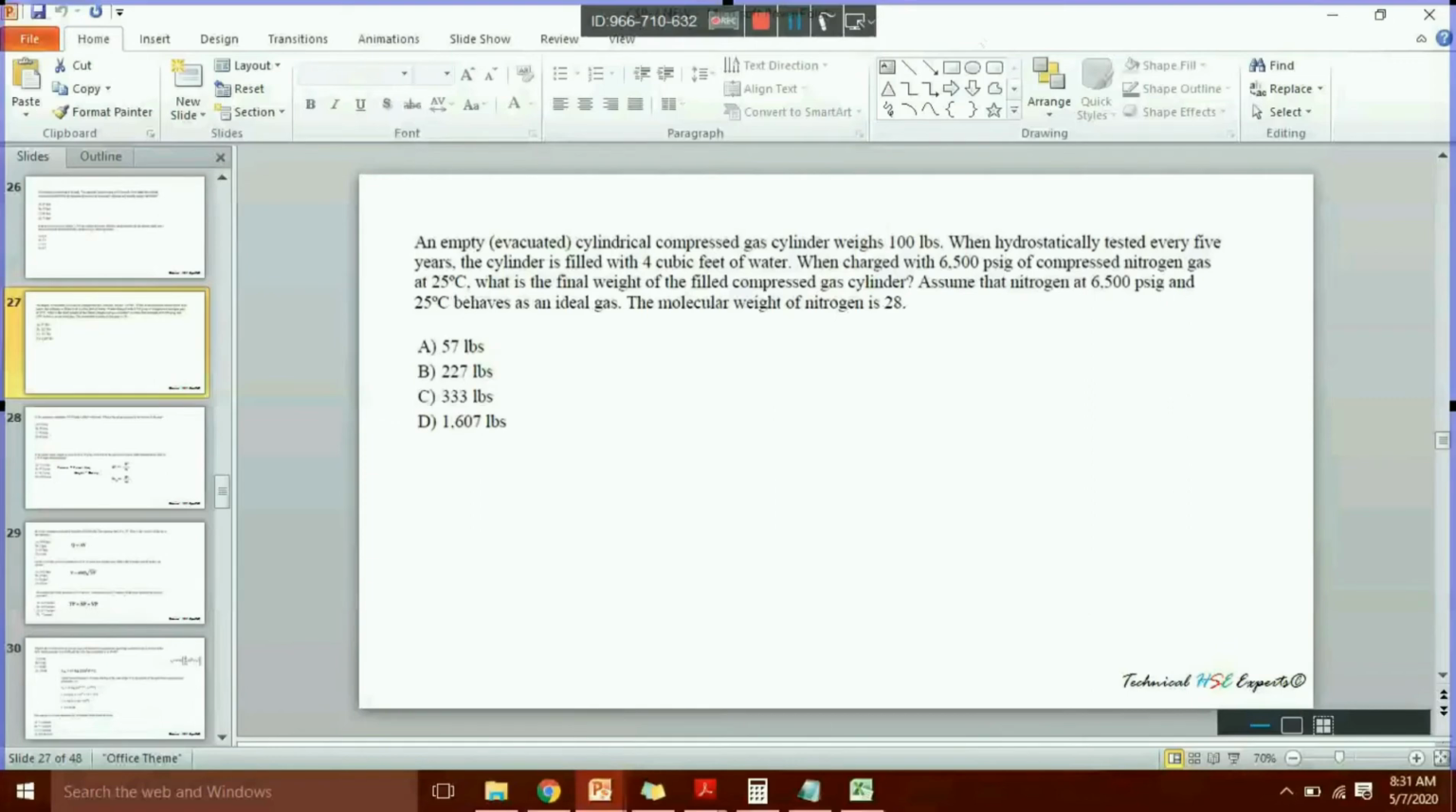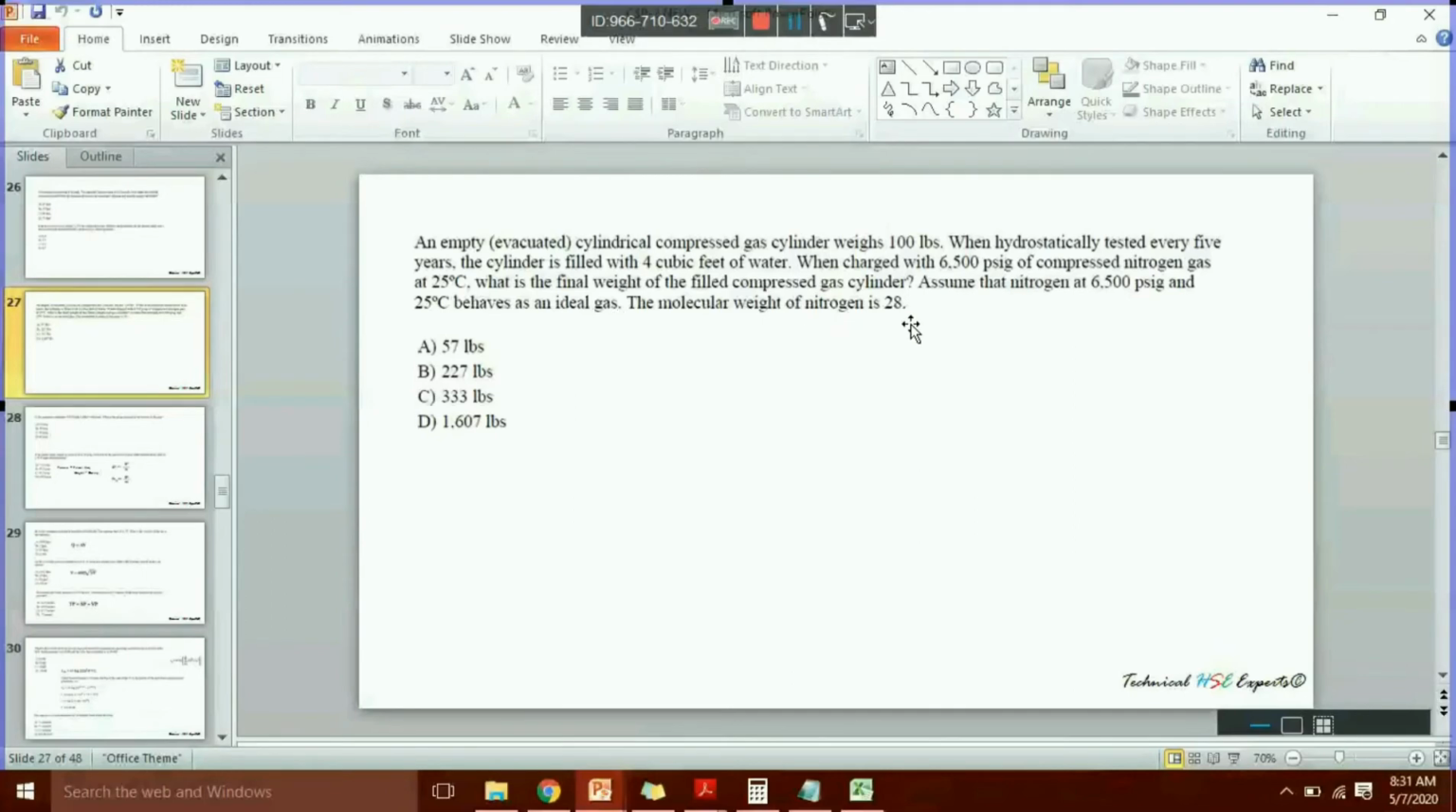So focus on this question. An empty cylindrical compressed gas cylinder has a weight of around 100 pounds. When hydrostatically tested every 5 years, the cylinder is filled with 4 cubic feet of water. When charged with 6500 psi gauge pressure of compressed nitrogen gas at 25 degrees Celsius, what is the final weight of the filled compressed gas cylinder? Assume that nitrogen at 6500 psi gauge and 25 degrees Celsius behaves as an ideal gas. The molecular weight of nitrogen is also given.